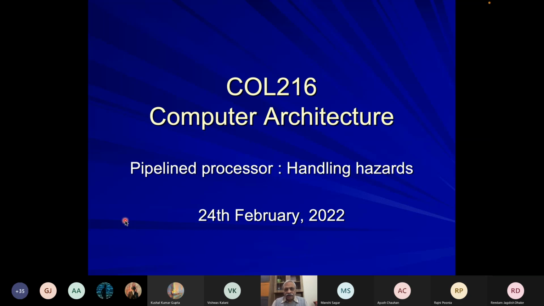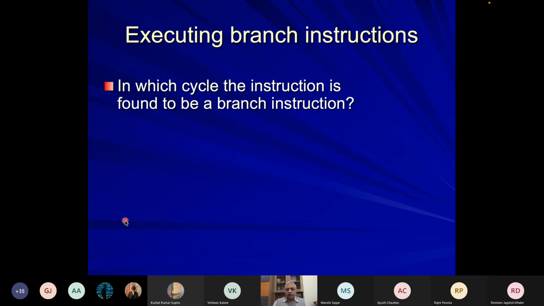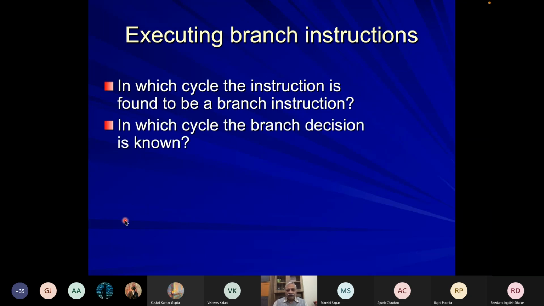This is the last lecture on design of pipeline processor. We'll be looking deeply into how we handle hazards, particularly control hazards. So we had seen that there are various ways in which you can treat a branch instruction. The delay when you have a control hazard or branch hazard depends on in which cycle the instruction is found to be a branch instruction and how we take subsequent decisions.